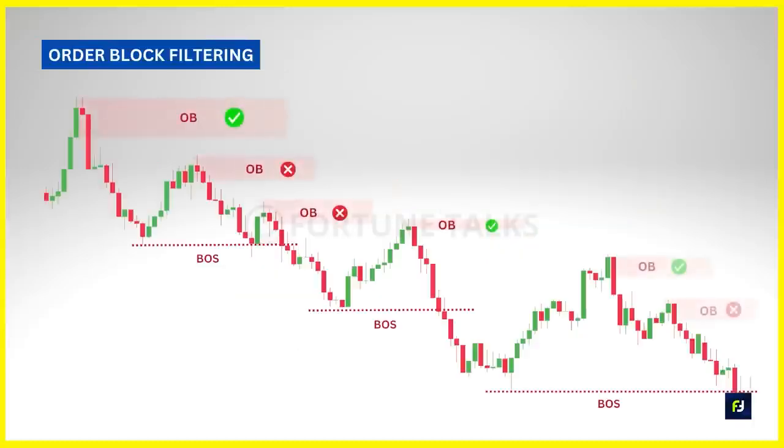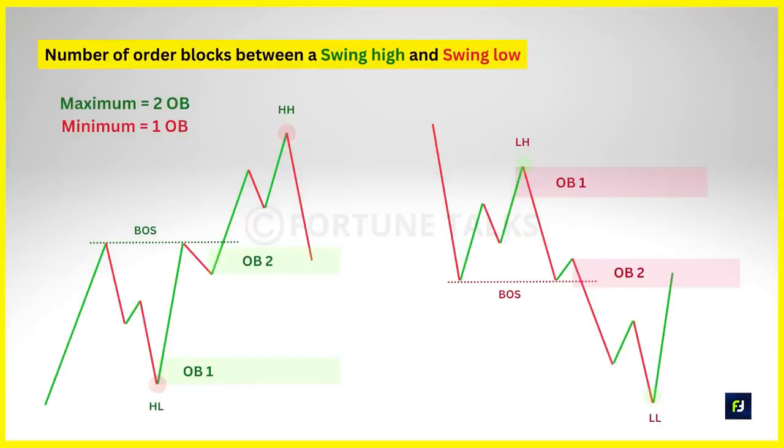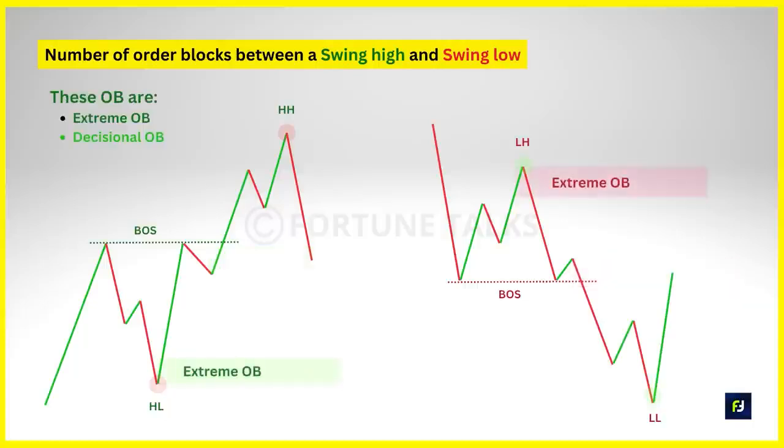But to filter the best order blocks, you need to consider more factors. Earlier in this video, I have mentioned that there can be a minimum of one order block and a maximum of two order blocks between a swing high and a swing low. These are number 1, the extreme order block, and the second one is the decisional POI or the decisional order block. Both order block and POI or price of interest are used in a similar sense. Now both these types of order blocks work in the market if properly identified and marked.